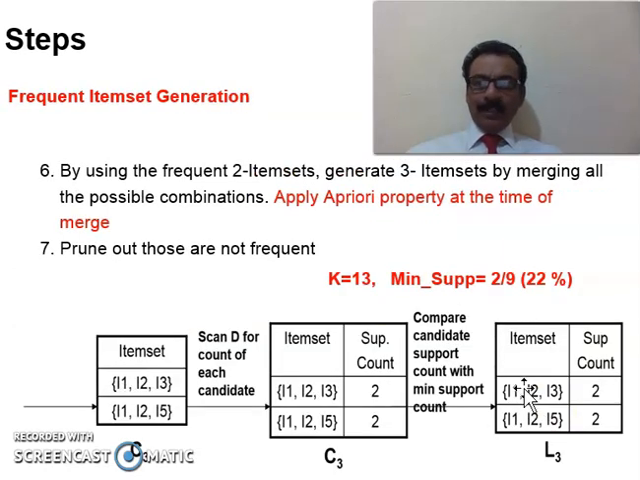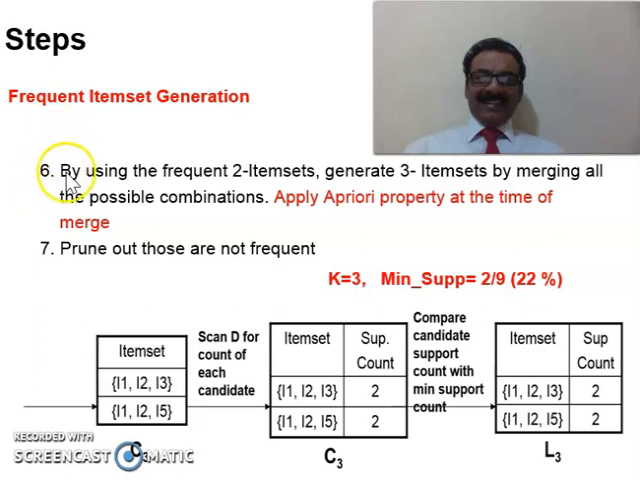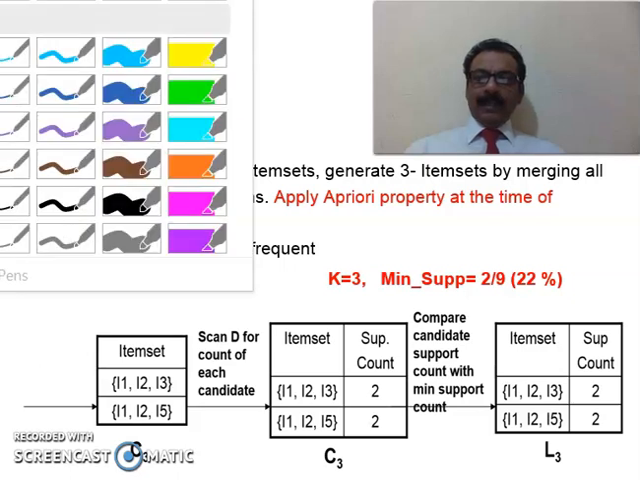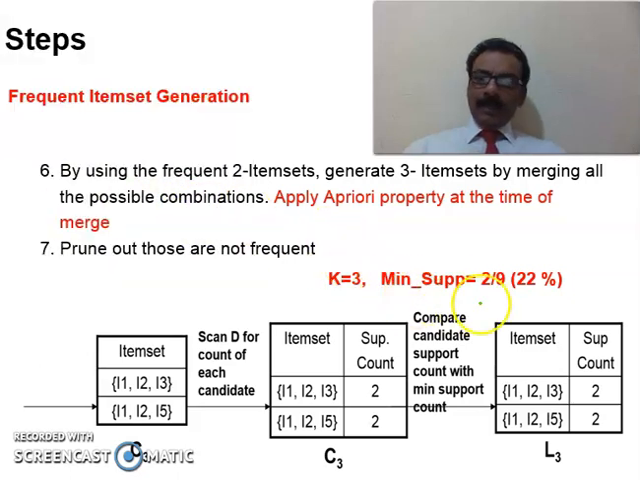Now let us move to the next one. Here, by using the frequent two item sets, generate three item sets by merging all the possible combinations, apply the apriori property at the time of merge, and prune out those that are not frequent. So here what will be your K? Your K will be 3. Now your minimum support remains the same, 2.